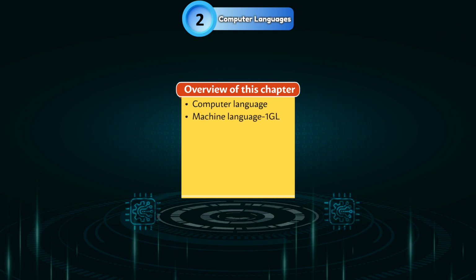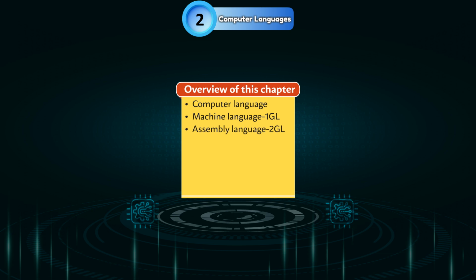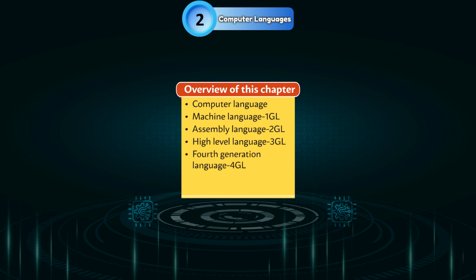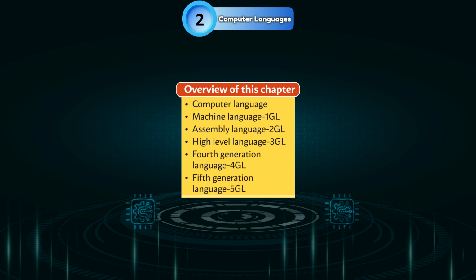Machine Language, 1 GL. Assembly Language, 2 GL. High Level Language, 3 GL. Fourth Generation Language, 4 GL. Fifth Generation Language, 5 GL.